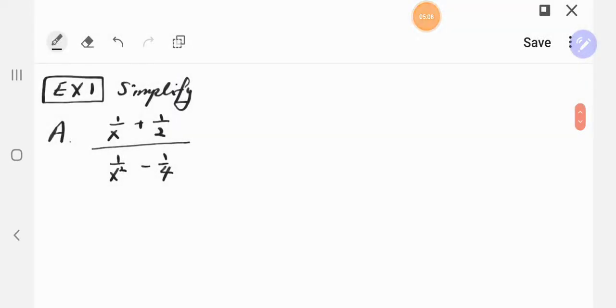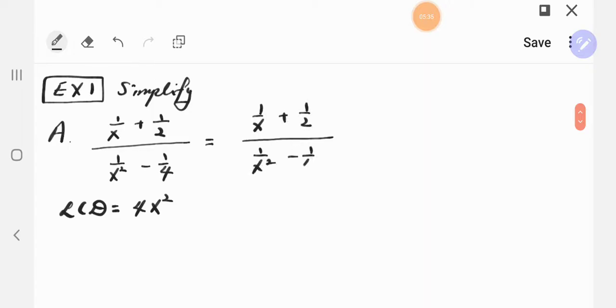Let's simplify this complex fraction. There are 4 fractions, so let's find the LCD. The LCD is the product of all the factors in the denominators with the largest exponent. So the LCD will be 4x squared. The numerator is this one and the denominator is this. We multiply the whole numerator and the whole denominator by the LCD, which is 4x squared.